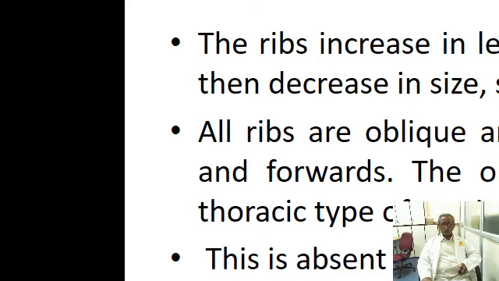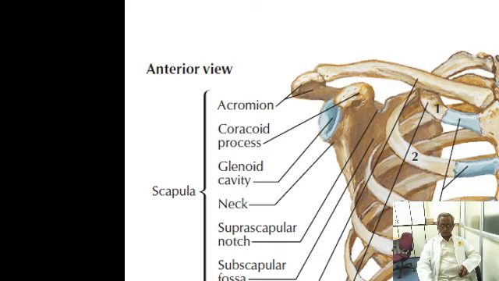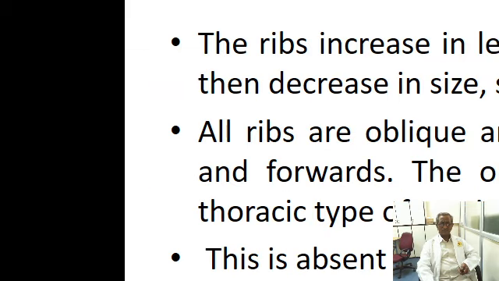The obliquity is essential for thoracic type of respiration. See here we are showing the ribs are oblique, forward and downwards. That means the anterior end of the rib is far lower than the posterior end. This is the first rib we are exemplifying. See, the posterior end is at this level, whereas the anterior end is far lower than that. Sloping downwards, forward. This is essential for the thoracic type of respiration. This is absent in children, where we are having abdominal type of respiration.